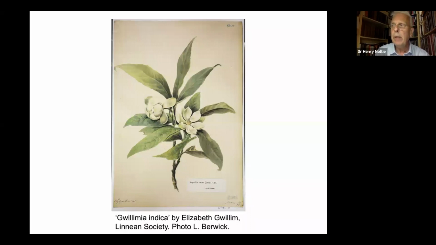Magnolia pumila had been described by Henry Andrews in 1802, but in fact the plant had an earlier name, Magnolia coco, coined in 1790 by Loureiro, based on plants from China and Vietnam, which is therefore the correct name for Gwillimia indica.